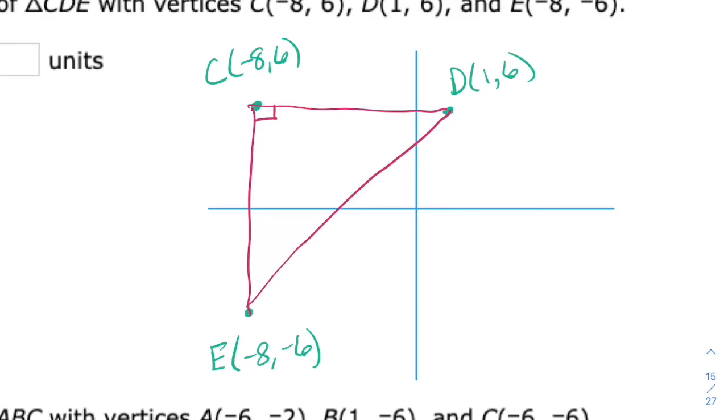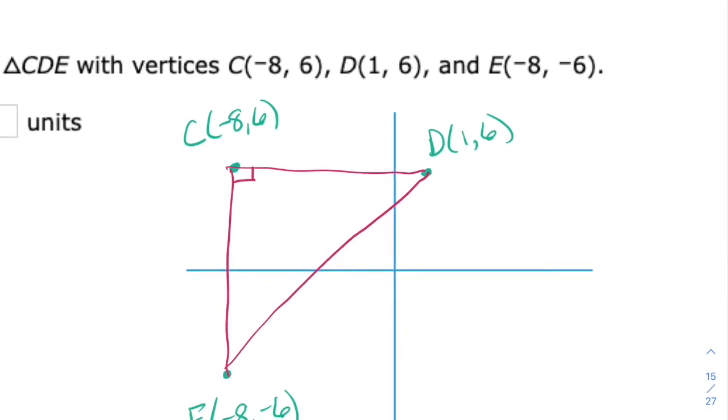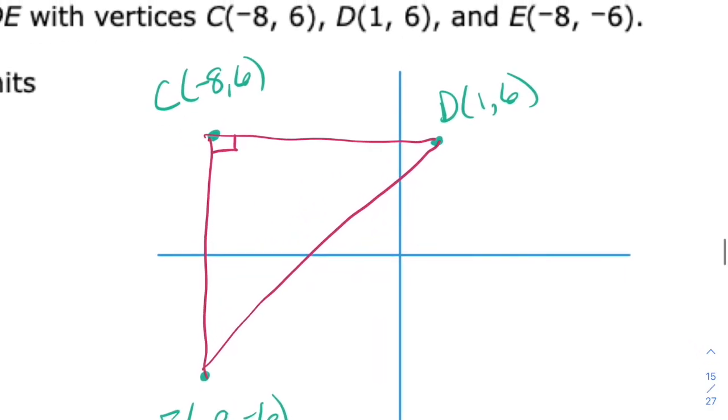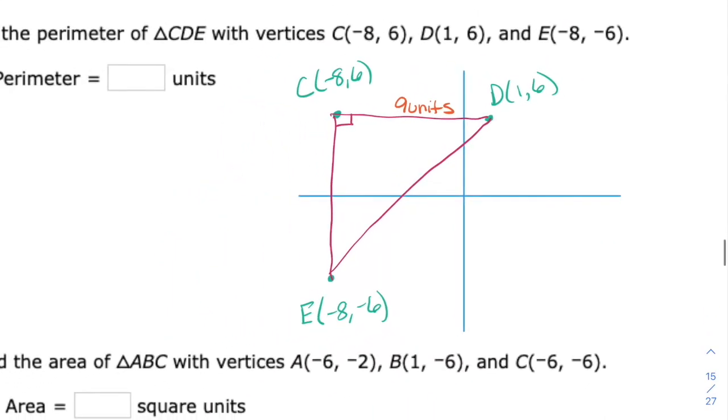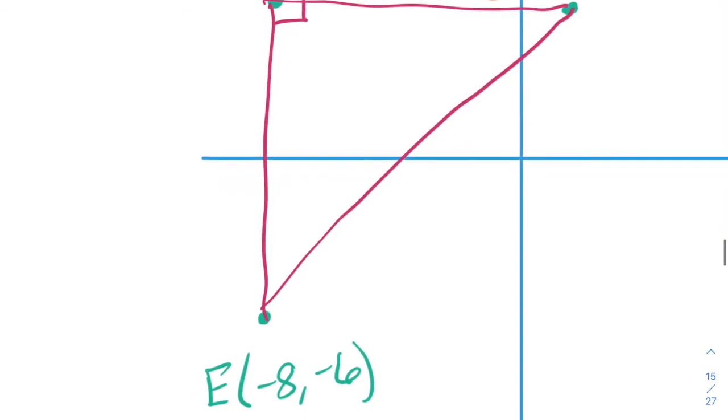Okay. So to find the perimeter here, I need to know 3 things. I need to know how far apart these two are. So how far apart is -8 to 1 in terms of x's? Well, they are 9 units apart from one another, right? -8 all the way over to 1 is 9 units. And then look at your -8 to -8. C to E, it's really 6 to -6, which is 12 units.